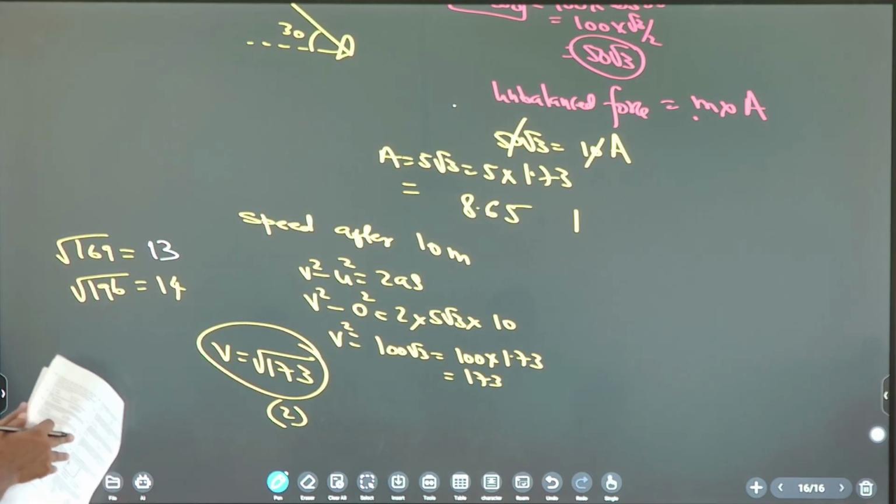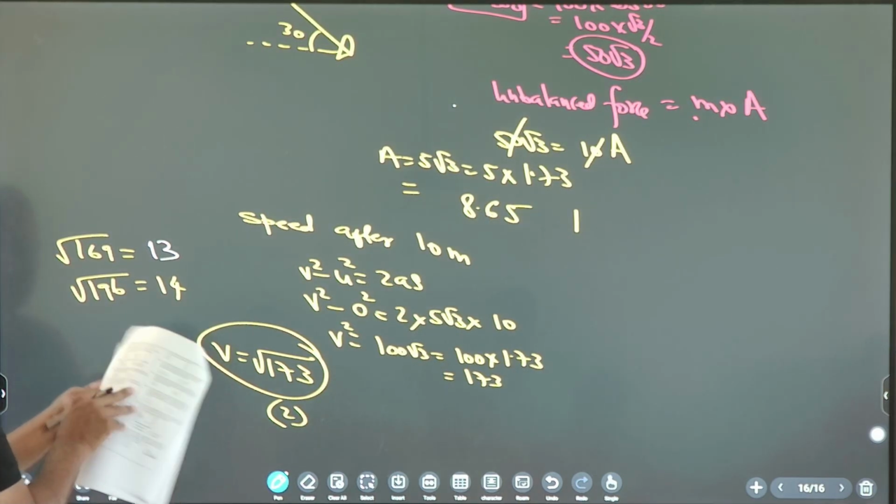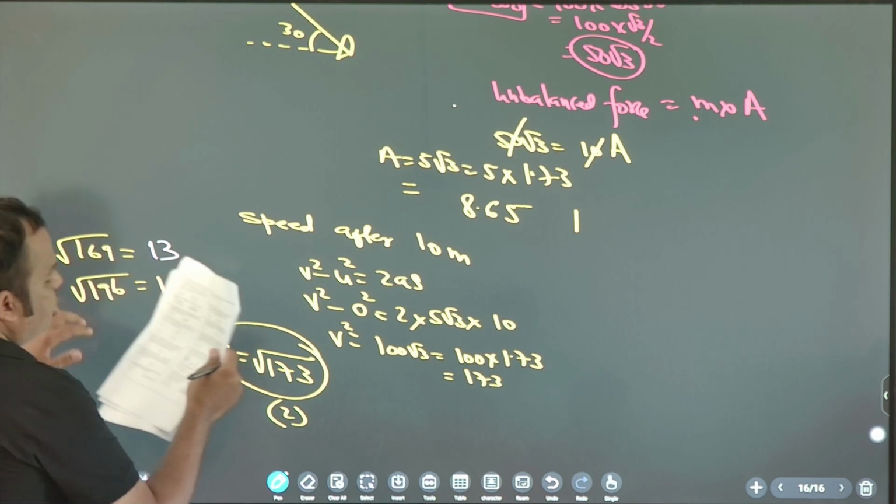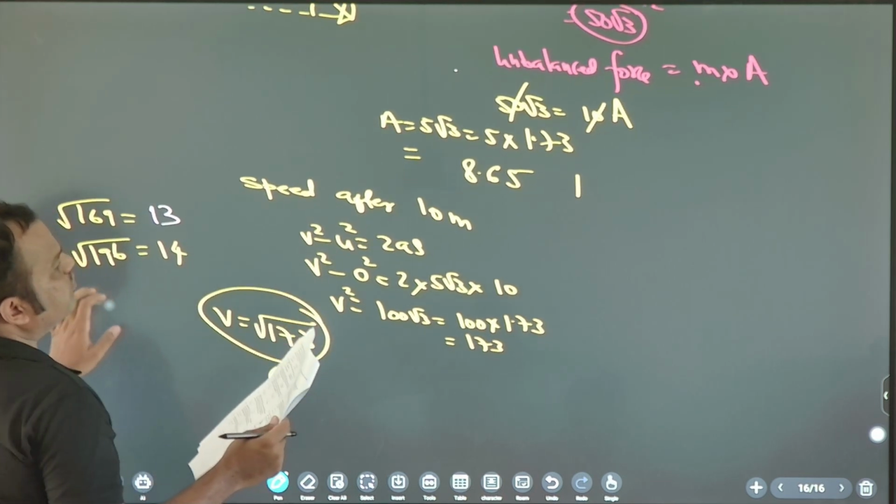42. Okay. So draw the free body diagram first.